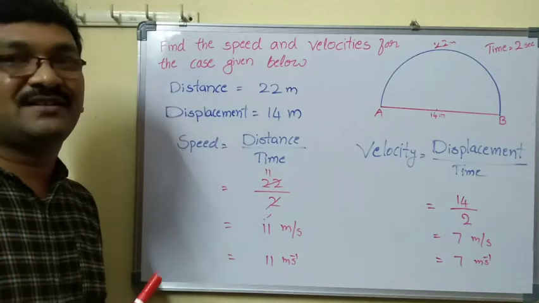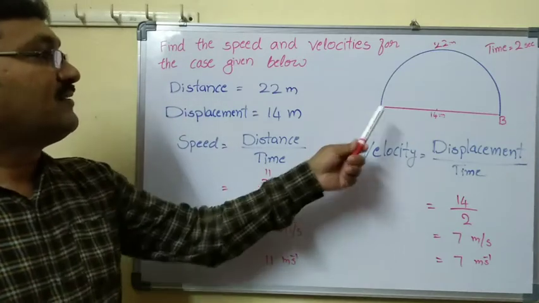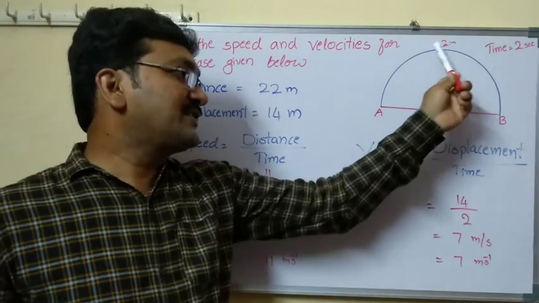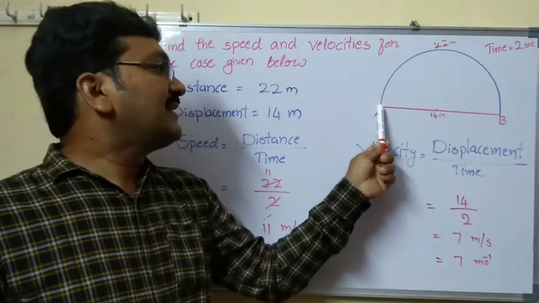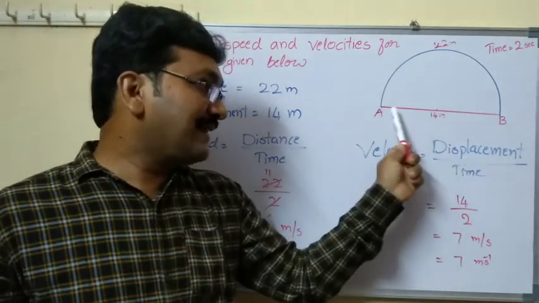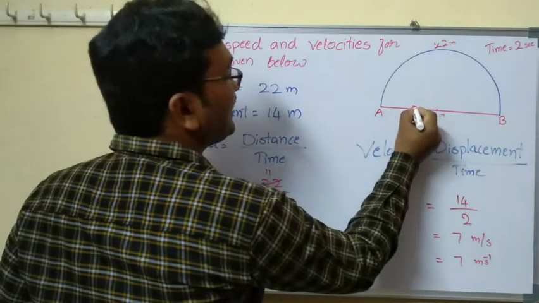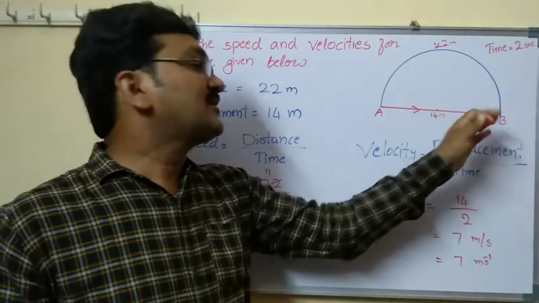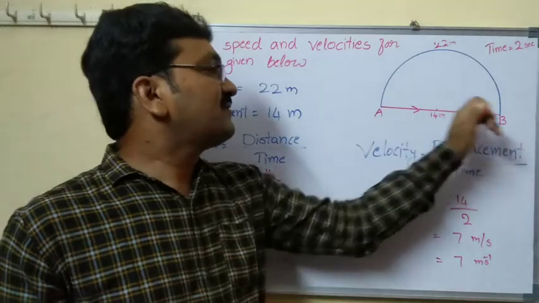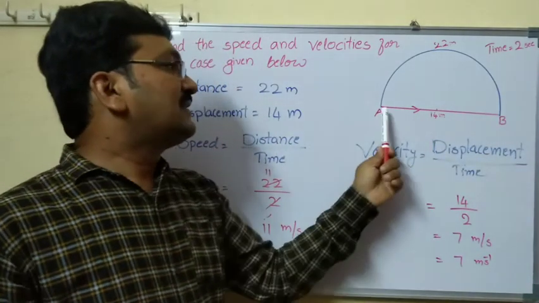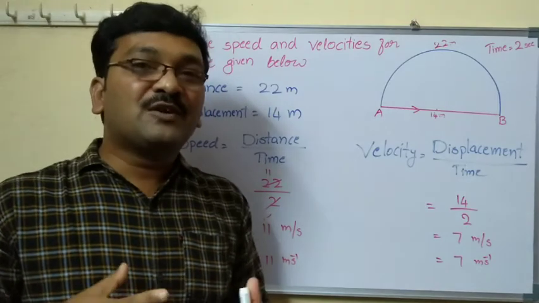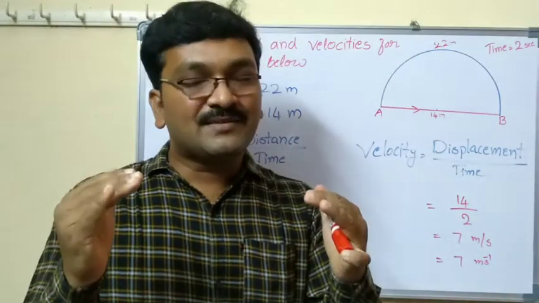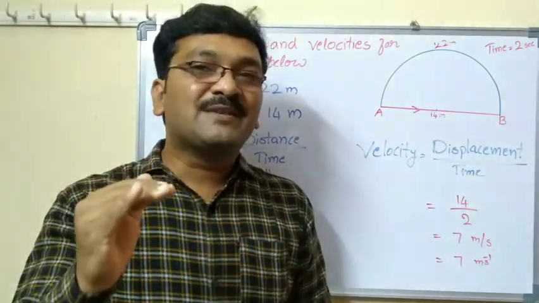So A to B, if we go along this line, this is called the distance because the direction is changing. There is no particular direction. But displacement means A to B in a straight line, with direction. Suppose this side is east and that side is west. So west to east, we know the direction particularly, and then it is a displacement. So speed equals distance by time, velocity equals displacement by time.